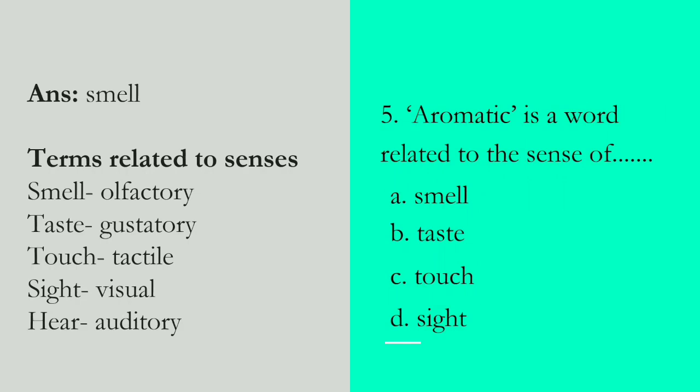Now the fifth word, aromatic, is a word related to the senses. We have already explained when we discussed the passage: aroma means smell. So now I thought I'll just give you the terms that are related to senses. Smell is often related with the word olfactory, taste, gustatory, touch, tactile, sight, visual, and any kind of noise, hearing, is auditory.